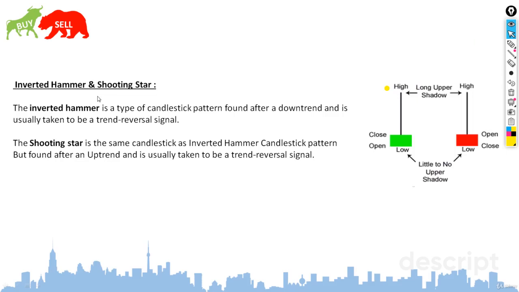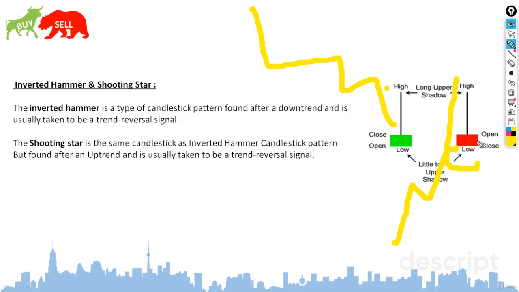So the inverted hammer and the shooting star are the same candlestick pattern, like this. This is the candlestick, but we differ that with the trend. If the trend is a downtrend, we're naming that as an inverted hammer. If the trend is an uptrend, we're naming that as a shooting star, and it usually signals trend reversal.